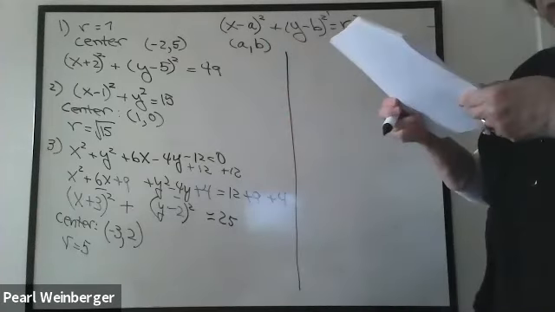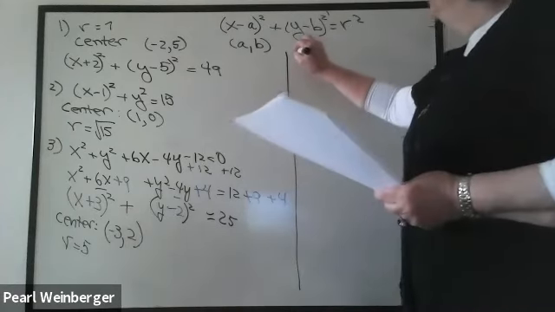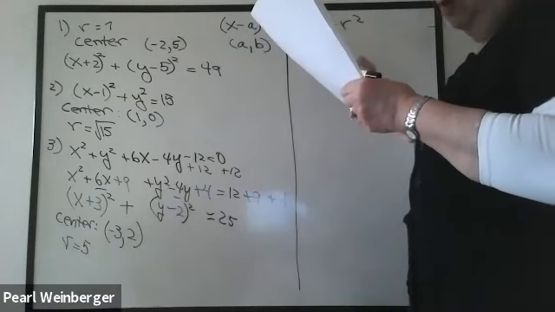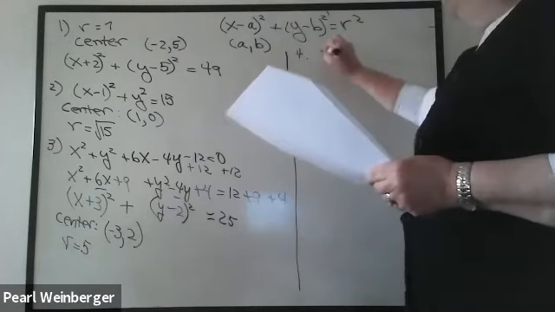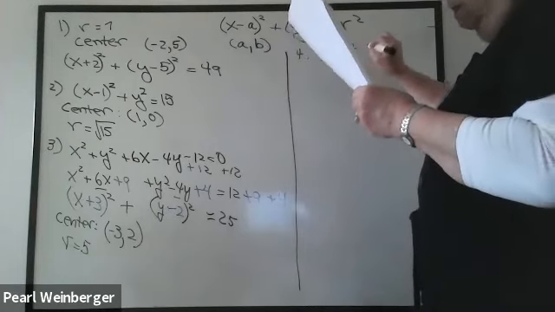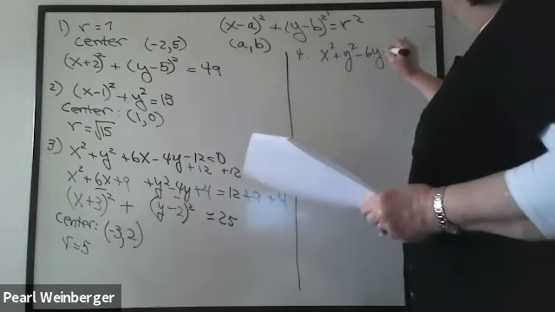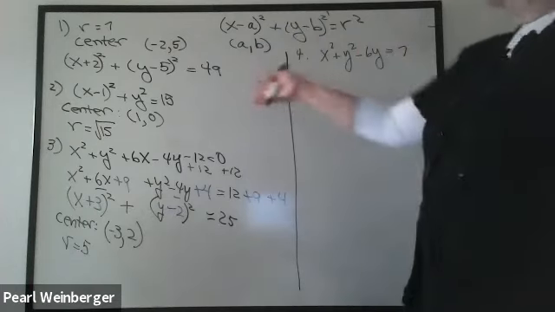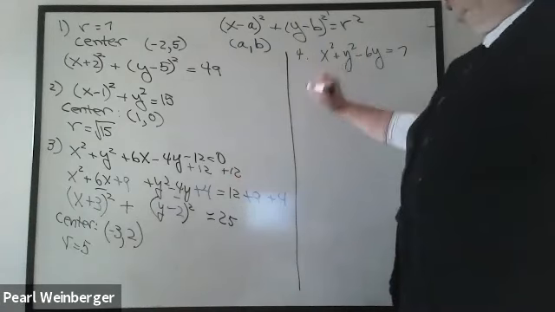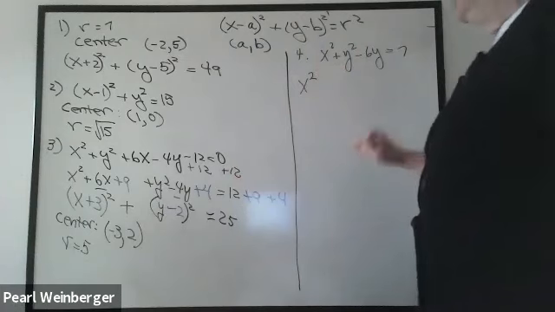So now let's look at number 4. Number 4 and 5 are also circle questions. Number 4, it says, find the center and radius of x squared plus y squared minus 6y equals 7. And we're going to have to do the same process we did with number 3. We get the x terms together. There just happens to be an x squared. Nothing else has to be done with it.